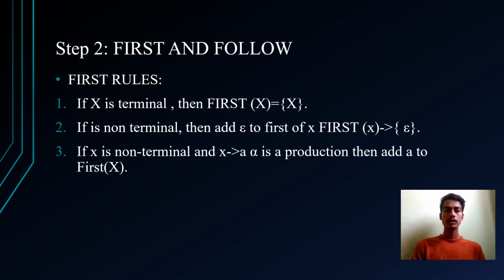The second step is first and follow. Here there are certain rules for constructing the first and follow. The rules for constructing the first are: if x is a terminal, then first of x is x. If x tends to epsilon is a production, then add epsilon to the first of x. If x is a non-terminal and x tends to alpha is a production, then add first of alpha to the first of x.